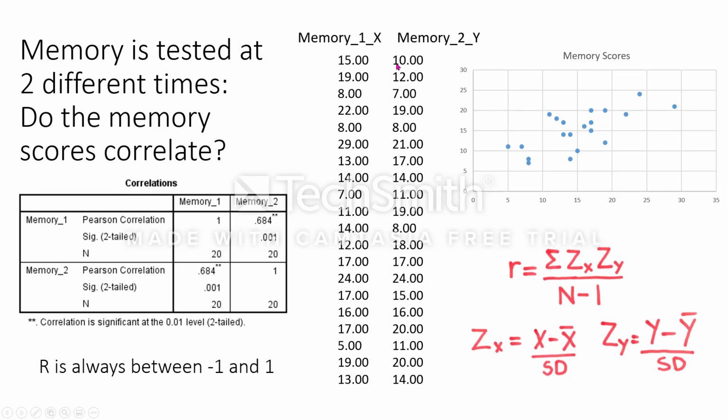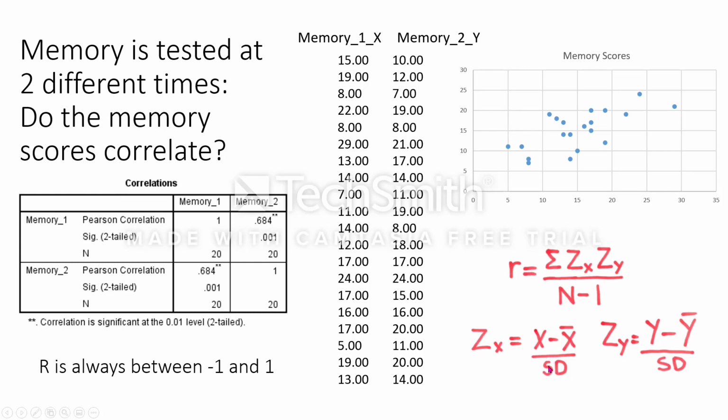And if you were wanting to perform a correlation, your question might be, well, are the scores on the first memory test correlated in any way with the scores on the second memory test? And here is the equation for correlation. It is saying that the correlation coefficient that you're trying to calculate is going to be equal to the sum of the z scores for each memory test divided by n minus 1.